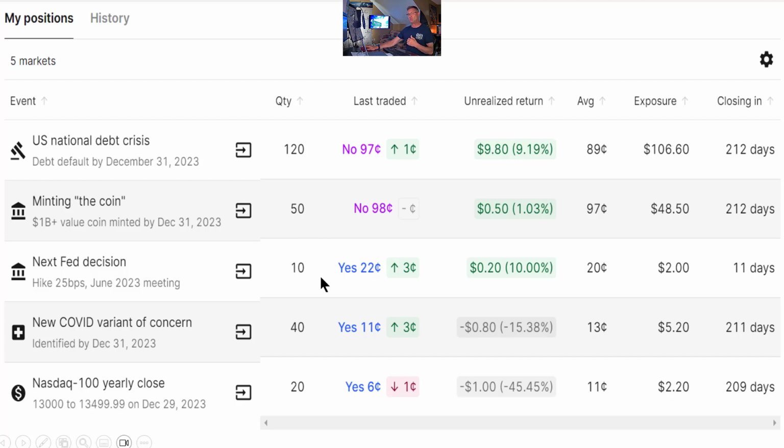Fed decisions. Will the Fed raise interest rates by a quarter point at the next raise? If you put 22 cents into that, you got $1 back for every 22 cents that you put into that if they in fact raise that.